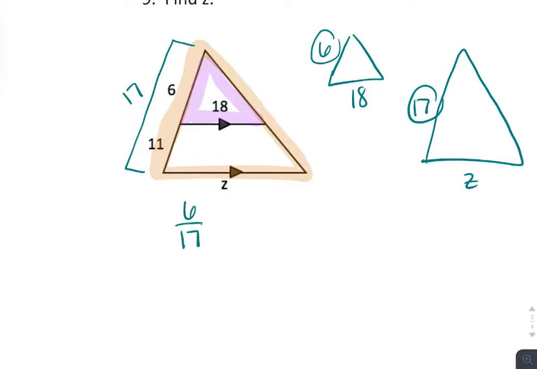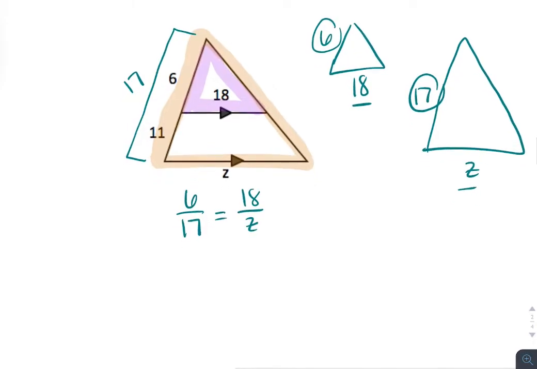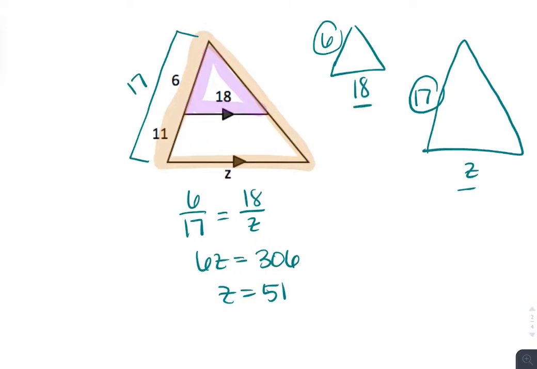So 6 over 17 equals 18 over z. So from there, we're going to go ahead and cross multiply. So 6z is going to equal 18 times 17, which is 306. And divide by 6, z equals 51. Make sure you're really careful not to just draw that line through the middle.